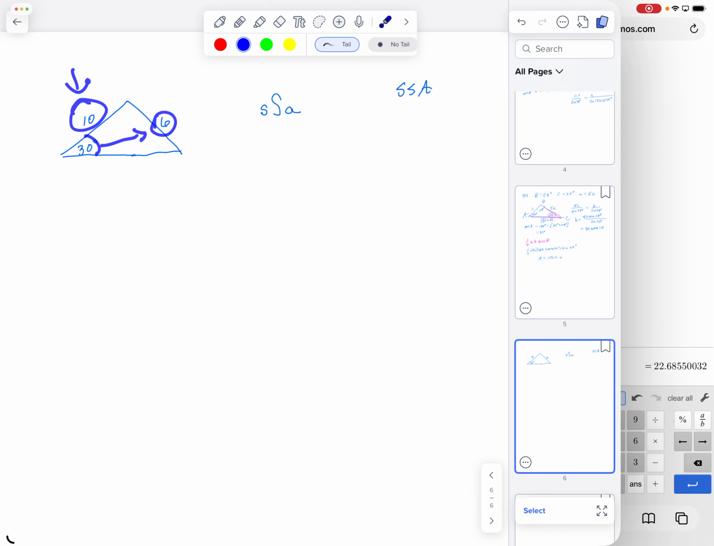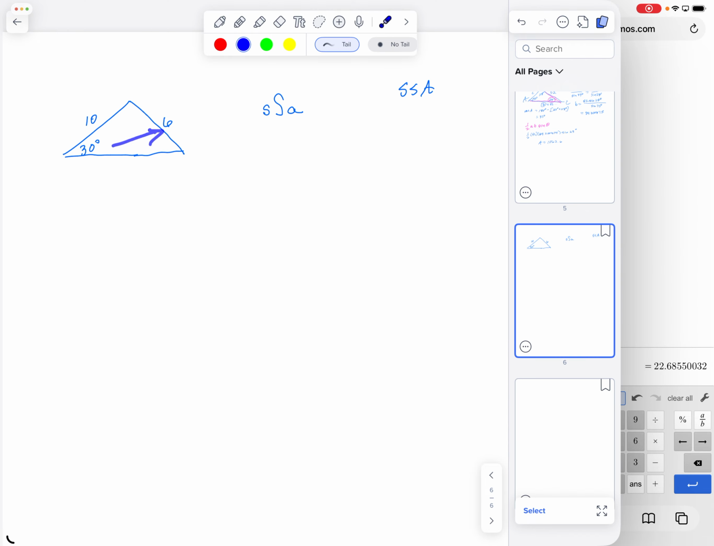Another thing that I forgot to start from the beginning is that the angle must be acute. So the angle has to be between 0 degrees and 90 degrees. You never get 2 triangles when the angle is obtuse.